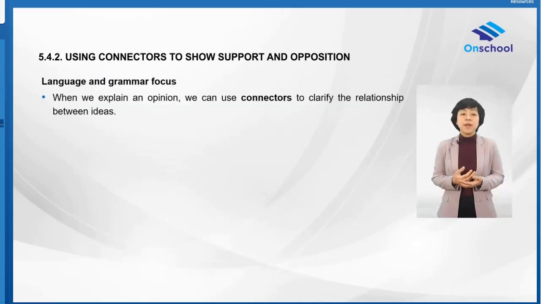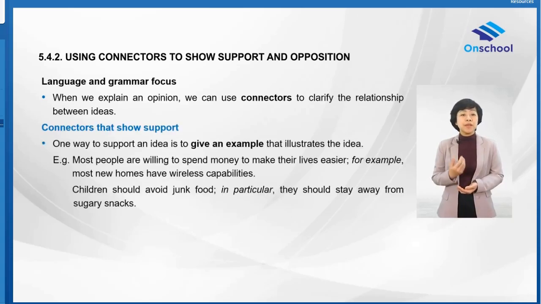When we explain an opinion, we can use connectors to clarify the relationship between ideas. One way to support an idea is to give examples that illustrate the idea. For example, most people are willing to spend money to make their lives easier. For example, most new homes have wireless capabilities. Our children should avoid junk food. In particular, they should stay away from sugary snacks.